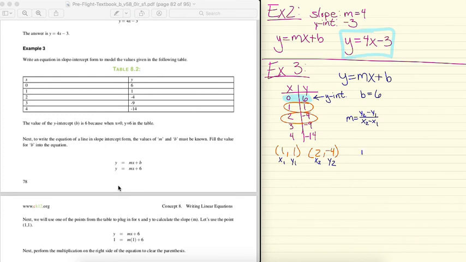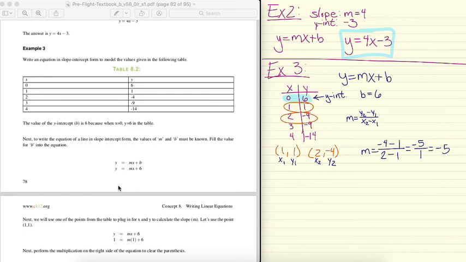Now I'm going to calculate my slope. y2, which is -4, minus y1, which is 1, over x2, which is 2, minus x1, which is 1. -4 minus 1 is -5. 2 minus 1 is 1. And -5 divided by 1 is just -5. So I found my slope from the table.